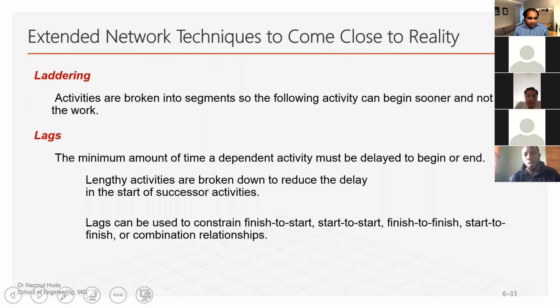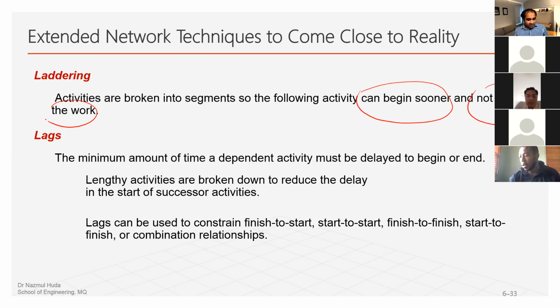So from the definition itself, you can see if we can begin an activity sooner by not delaying the work, if you have the flexibility, if you can start it sooner, let's do it. So that's the layering process, doing simultaneous tasks at the same time. And it is true for every single engineering project. There will be lots of different activities that you can still start.